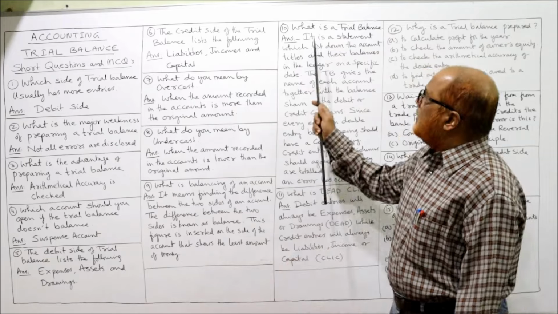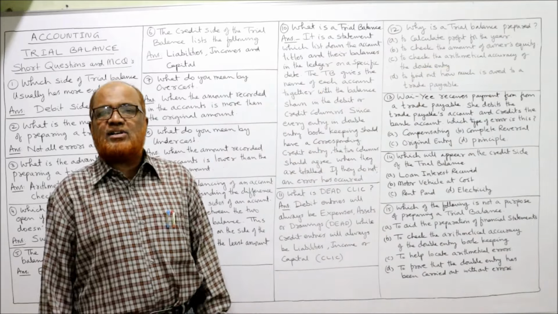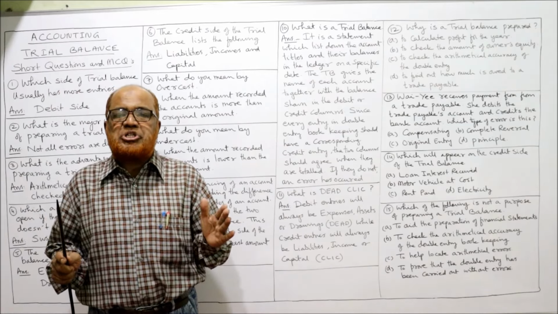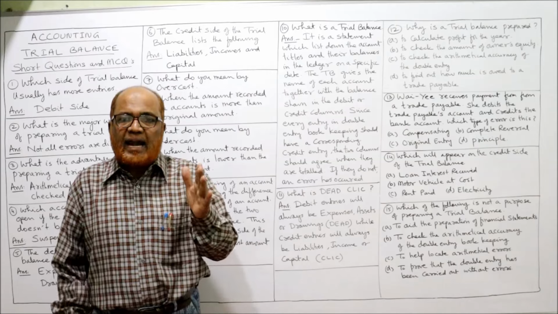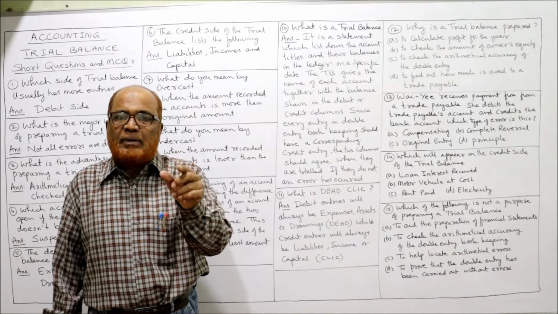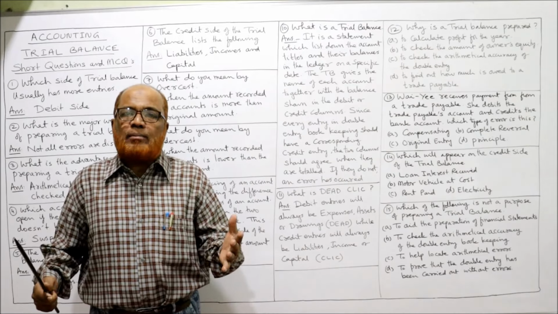That's it. Now next is, what is a trial balance? Already in the first video I have explained it in detail. A trial balance is a statement which is prepared at the end of the year to find the arithmetical accuracy of the books of accounts. So how to make the trial balance?